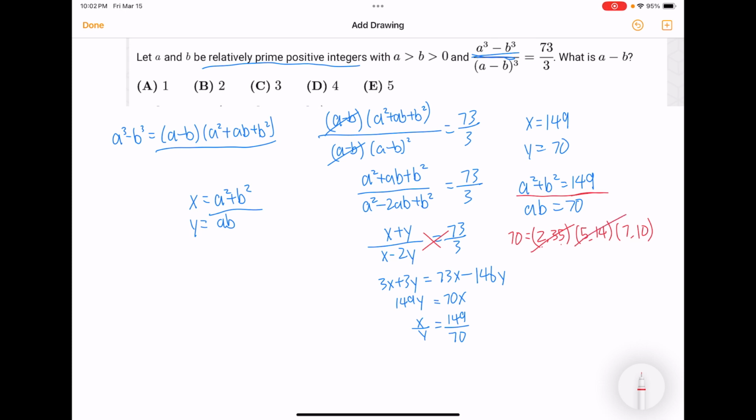So we could eliminate this, and it would give us the answer of 7 and 10. And so that means that a could be 10 and b is 7. It's okay if a is 7 and b is 10. It would just give you negative 3, but in the end, a minus b is equal to 3, so the answer is C, 3.